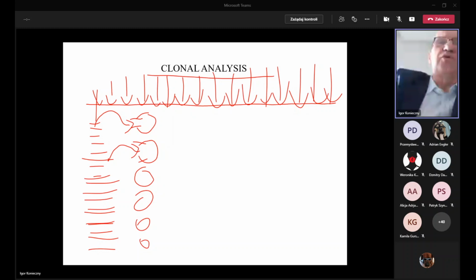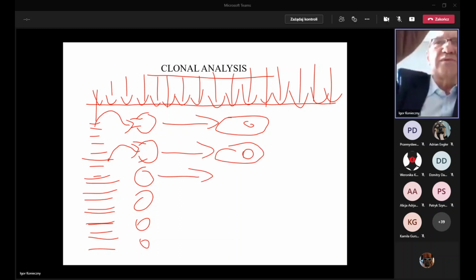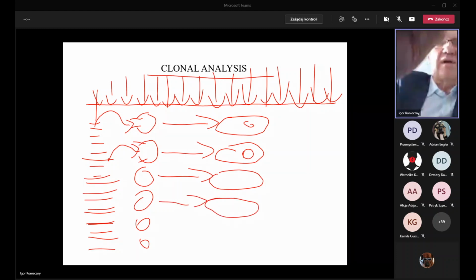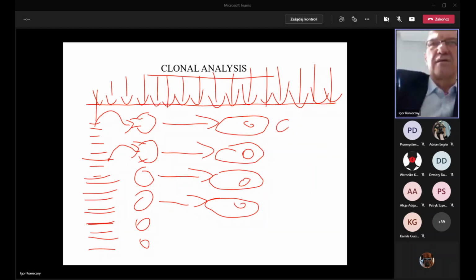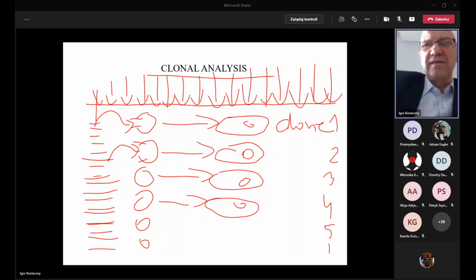And then what you do, by using these plasmids, you transform bacteria. So this plasmid to this one, this plasmid to the other one, and the other plasmids to the other ones. Okay? And these are clones: clone 1, 2, 3, 4, 5, and 10.